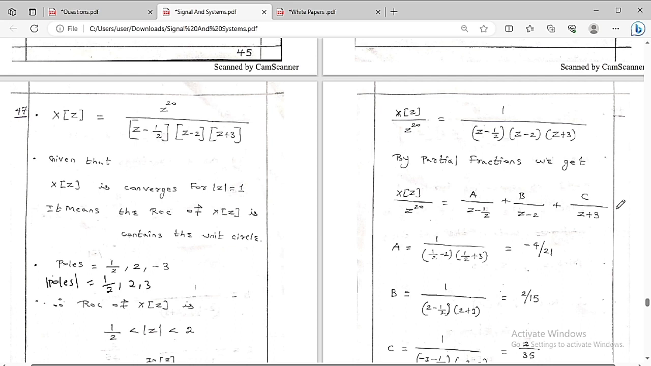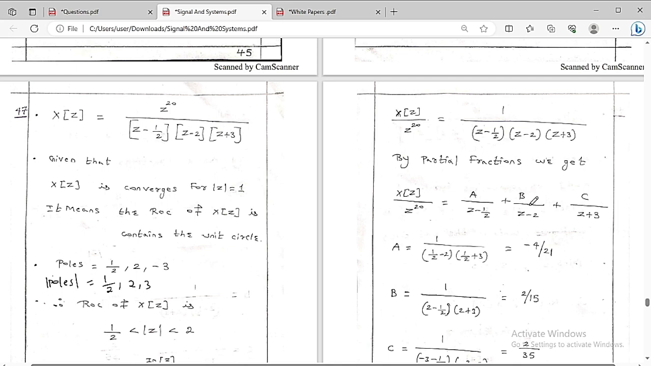So this is the expression that I am going to get after doing the partial fraction: X(z)/z to the power of 20 equals A/(z - 1/2) + B/(z - 2) + C/(z + 3). Now what I want to do is very simple. Basically, I want to calculate the value of A. To calculate A, I substitute z = 1/2 in the remaining terms. We remove this term, and in the remaining terms just substitute z = 1/2. Then you get 1/((1/2 - 2)(1/2 + 3)). If you simplify, you get -4/21.